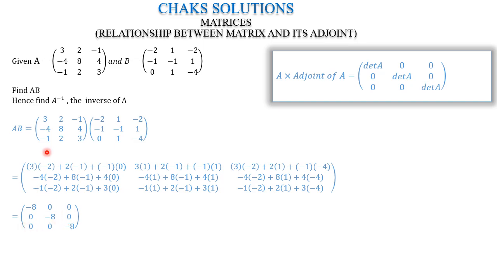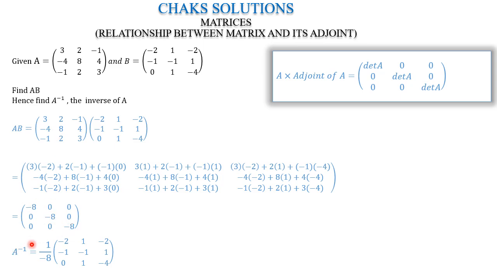So you can see we now have a matrix with leading diagonal minus 8, minus 8, minus 8 here. Which means A and B are related in such a way that A is the matrix and B is the adjoint of A here. So if we want to find the inverse, it becomes very easy here, because now we see that our determinant is minus 8.